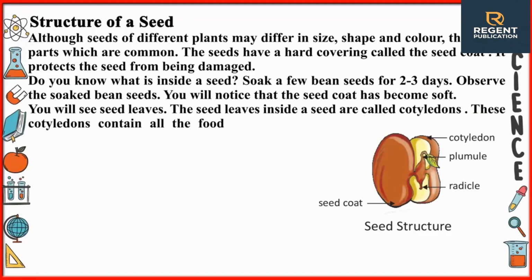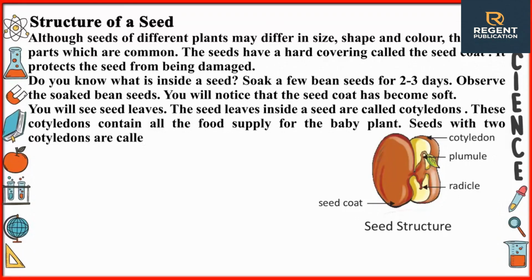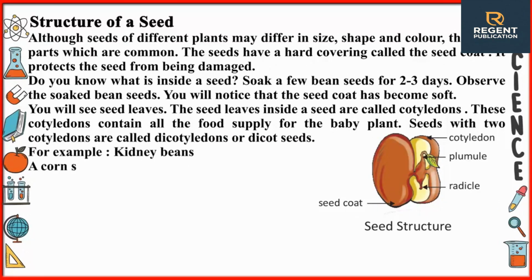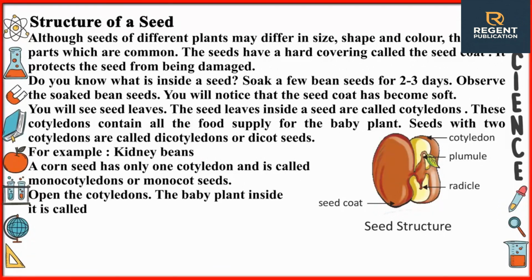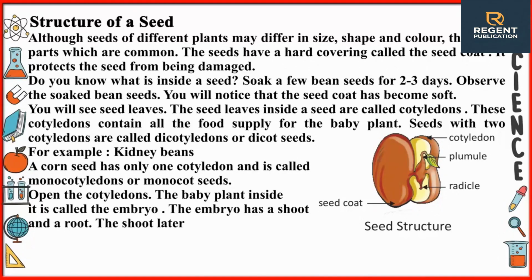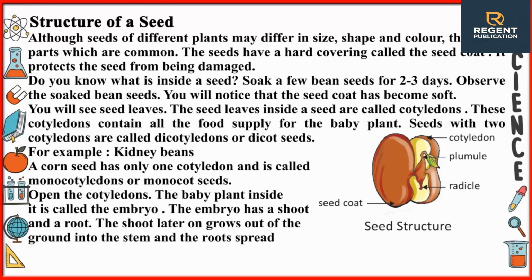Seeds with two cotyledons are called dicotyledons or dicot seeds, for example, kidney beans. A corn seed has only one cotyledon and is called monocotyledon or monocot seed. Once you open the cotyledons, the baby plant inside is called the embryo. The embryo has a shoot and a root. The shoot later on grows out of the ground into the stem and the roots spread under the ground.